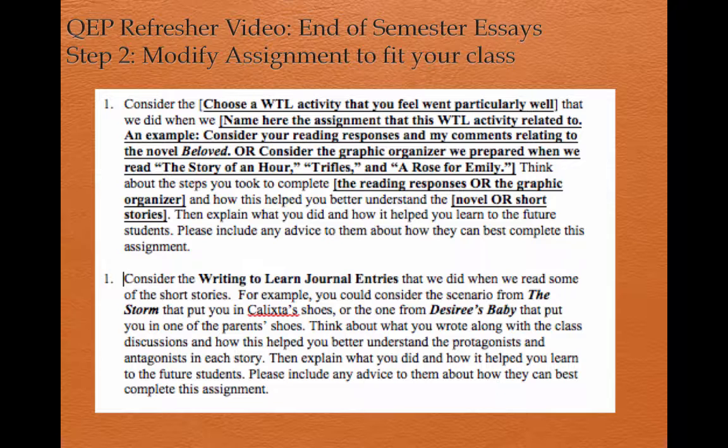Likewise, for the first prompt, in the underlined bracketed parts, it says choose a writing to learn activity. Name this assignment. You can see on the second part where Tim did that. So where it said choose a writing to learn activity, he said consider the writing to learn journal entries that we did. For example, you could consider the scenario from the storm or the one from Desiree's baby. That is something that Tim's class did specifically. So you'll want to fill something in like that on yours.